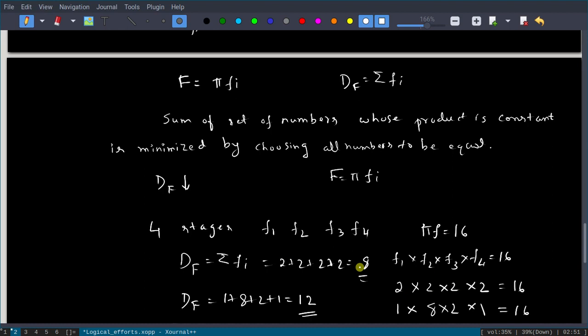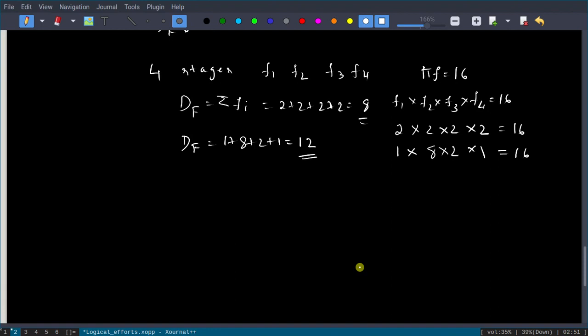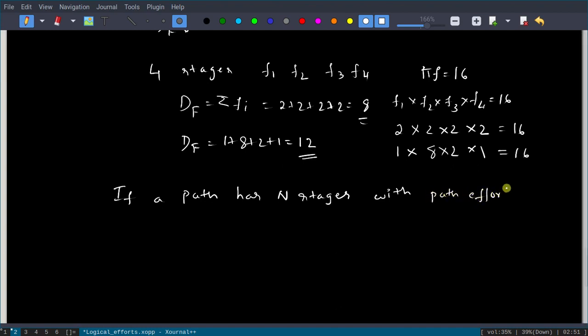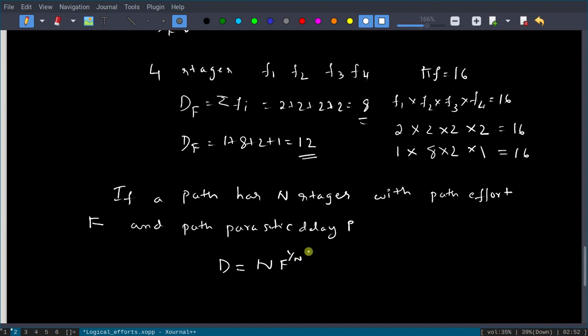Okay, so from this we can write: if a path has n stages with path effort F and path parasitic delay, the parasitic delay of all the stages, P, you can calculate simply D is equal to N into F to the power of 1 by N plus P.